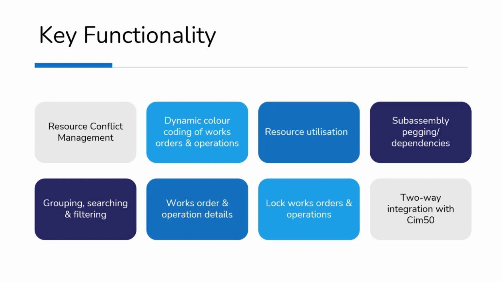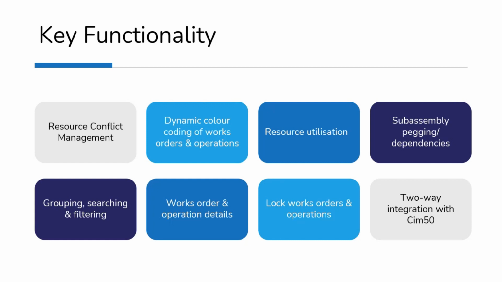We've got grouping, searching and filtering, so you can group by resources, you can group by works orders. Maybe you use projects, or you're using an analysis code on works orders and want to group like items together, then we can do grouping within the scheduler. You can review works order details and operation details, so dates are always important. Operation notes, so you could drill into the operation and see exactly what needs to be done against that operation. You can lock works orders and operations, so the scheduler won't move those around. You have to schedule around a particular works order or operation.